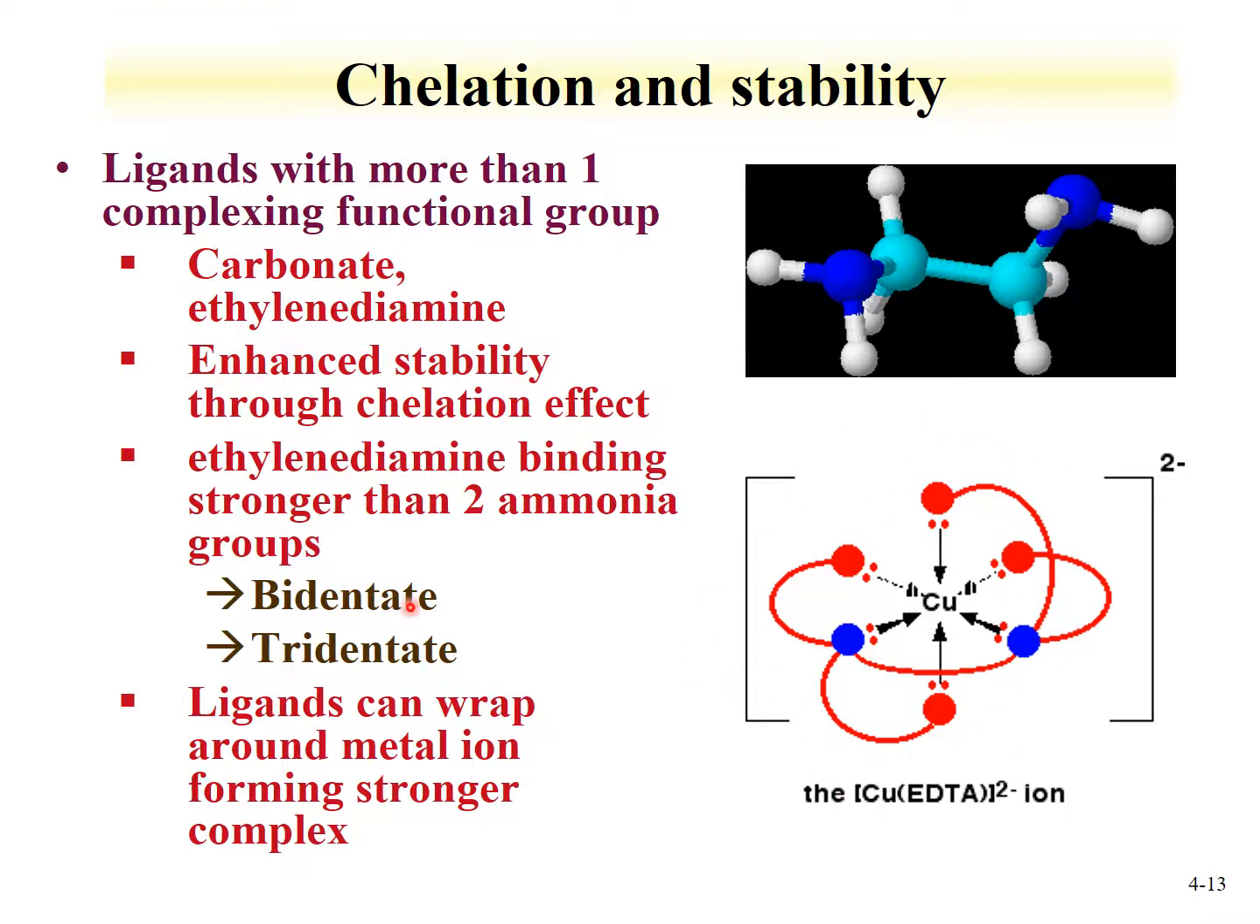Fundamentally, these ligands can bind the metal ion multiple times, either bidentate or tridentate. They can wrap around the metal ion, forming a stronger complex.